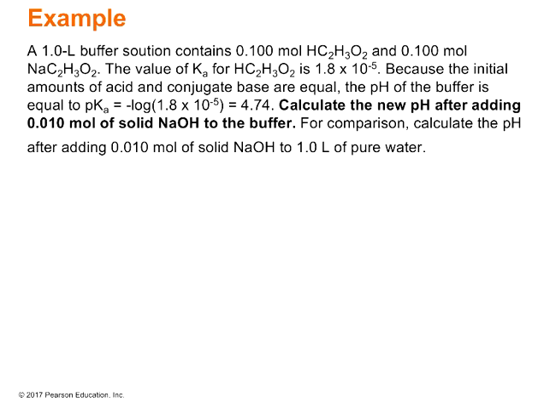Okay, so I minimized the text here and bolded the part that we're going to work on. First we're going to calculate the new pH after adding 0.01 moles of solid sodium hydroxide to the buffer. The key point here too is that we're adding solid sodium hydroxide, so we're not changing the volume of the solution.